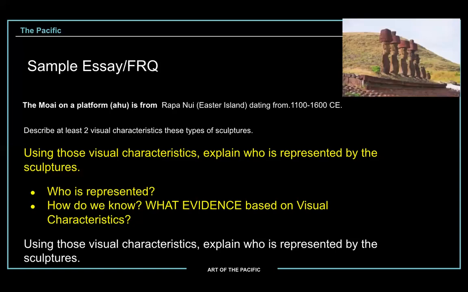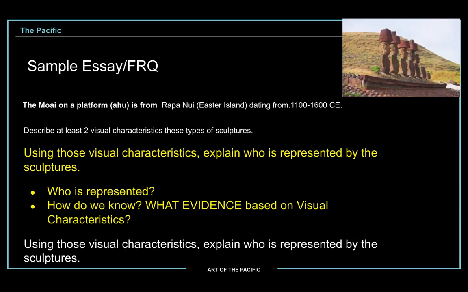Right? So who is represented and how do we know? We're going to make a claim about the who, and we're going to give evidence based on those visual characteristics. You can talk about different ones, right? To hit your point, you don't just have to repeat the two before. Does that make sense? So you could have 4 different visual characteristics, but in this part, you have to make sure it relates to who. That makes sense? So who are these people? From your research and reading from yesterday, who are these people?